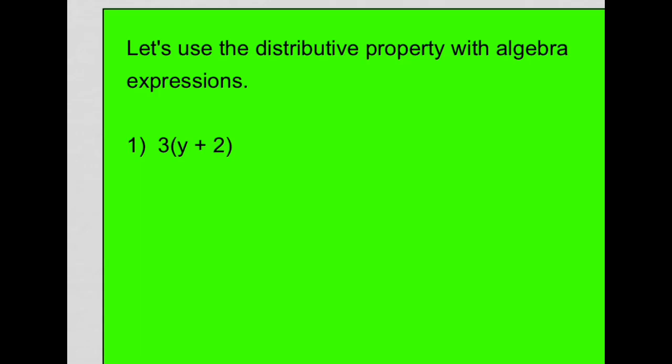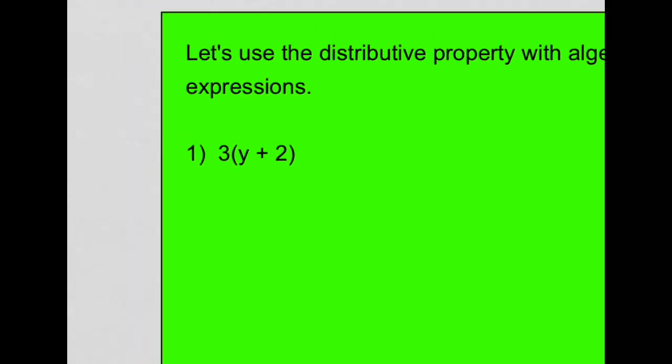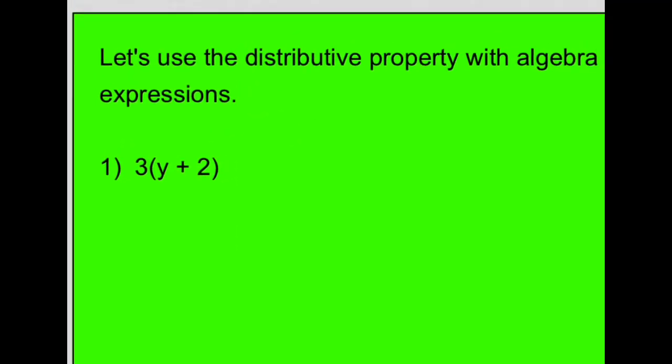Now that we've learned about how the distributive property is something we've used before when we multiply numbers, we can apply the distributive property to algebra expressions. Now let's take a look at a simple algebra expression, and we want to expand this expression or simplify it. When we expand it, we want to make these parentheses go away. So to do that, we have to think about what it means.